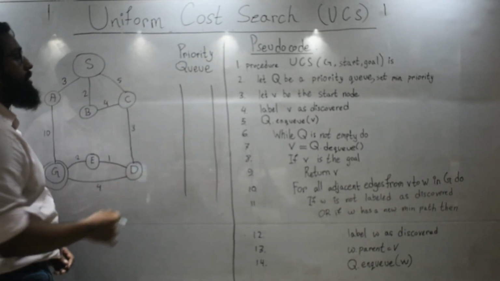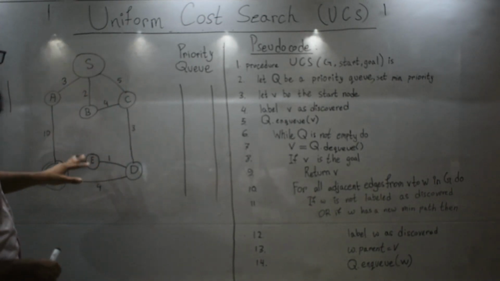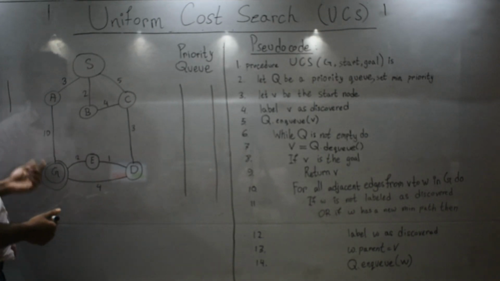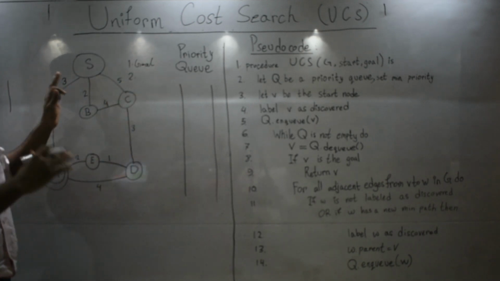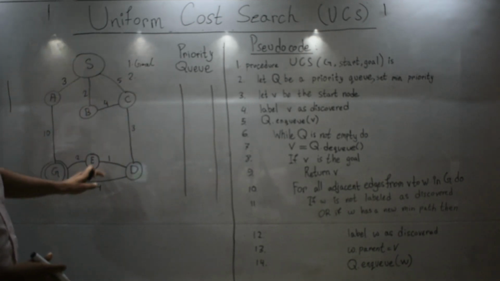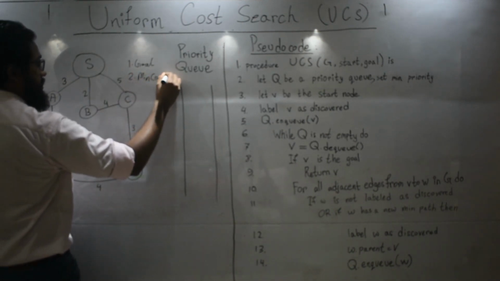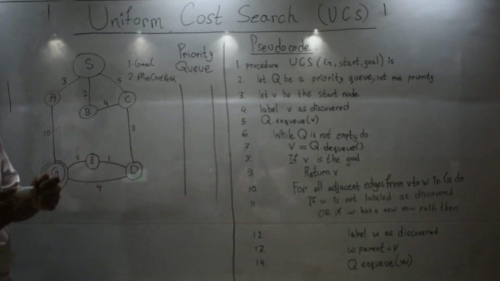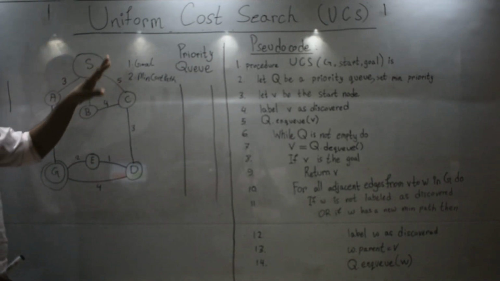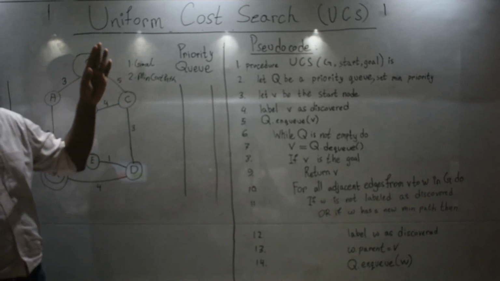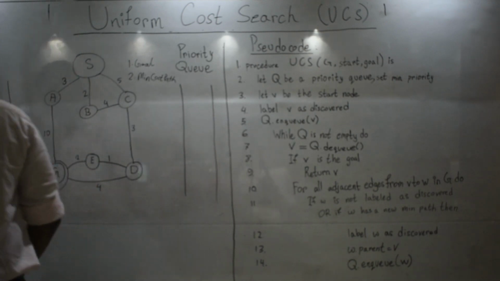So what is uniform cost search? It is a kind of searching algorithm where in your search space you try to reach your goal node using the path of minimum cost. Minimum cost path. Okay. So in order to perform the minimum cost search on this graph, we need a data structure. Over here we will use a priority queue. Okay.